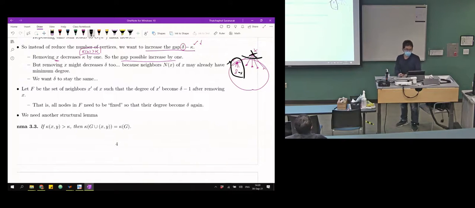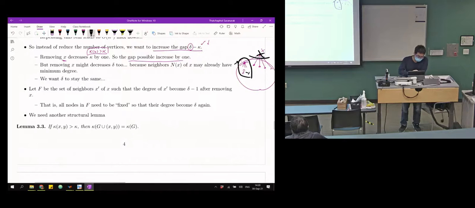To fix, by fixing I mean this. So let's say that F is a set of neighbors of X here, such that the degree of X prime becomes delta minus 1 after you remove X. So it's the one that you need to fix somehow.